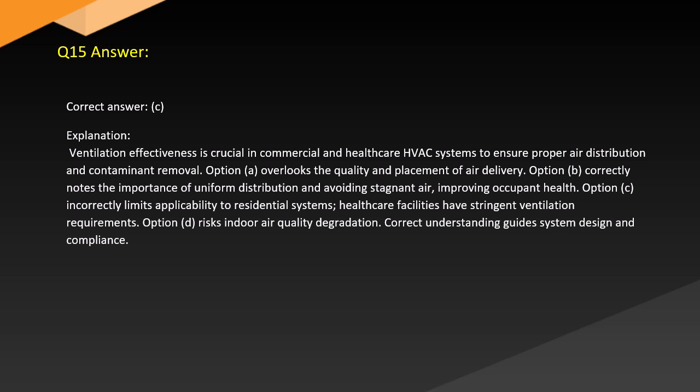Option A overlooks the quality and placement of air delivery. Option B correctly notes the importance of uniform distribution and avoiding stagnant air, improving occupant health. Option C incorrectly limits applicability to residential systems, though healthcare facilities have stringent ventilation requirements. Option D risks indoor air quality degradation. Correct understanding guides system design and compliance.